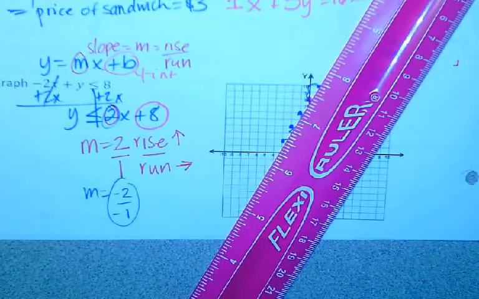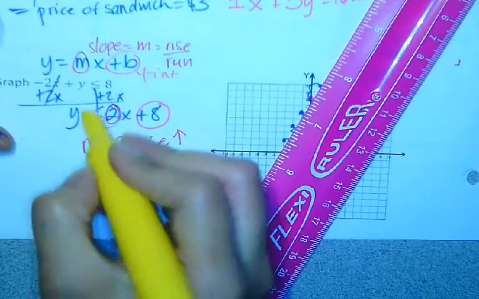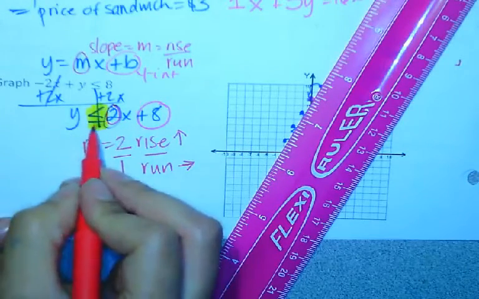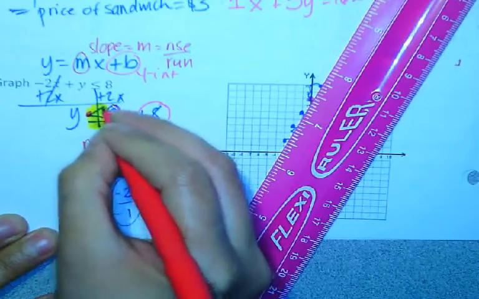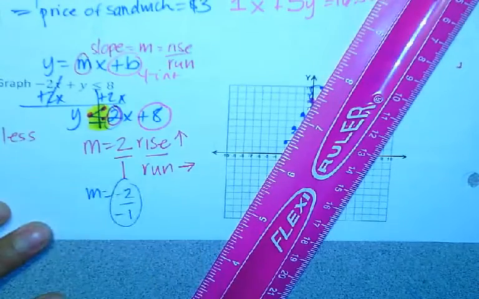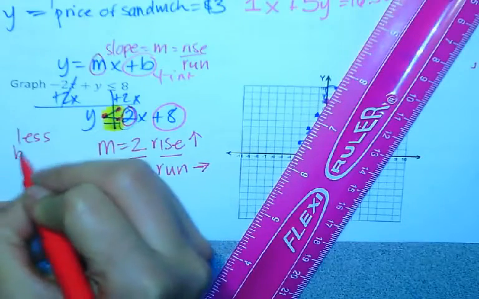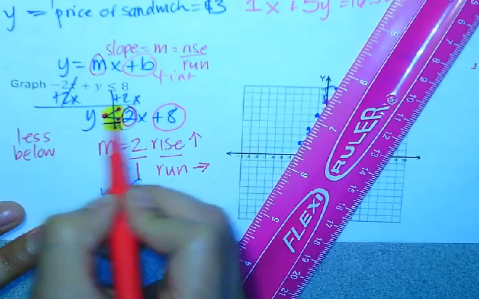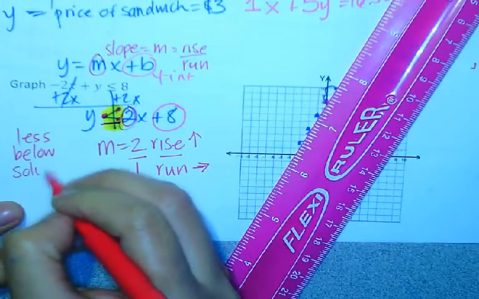However, I remember, hold on a second, this is an inequality, so I got to pay attention to the sign. The sign is less than. So y has 1 cookie and the other stuff has 2. So this is less than. Less means that I'm going to shade below. And it also has or equal to. So that means that it's going to be a solid line.